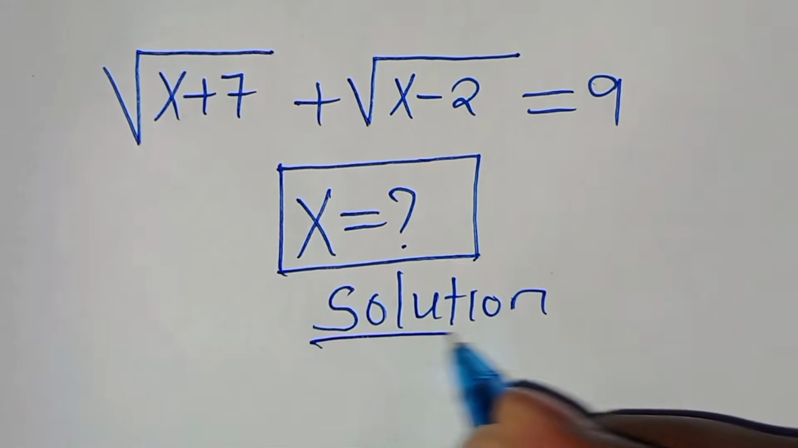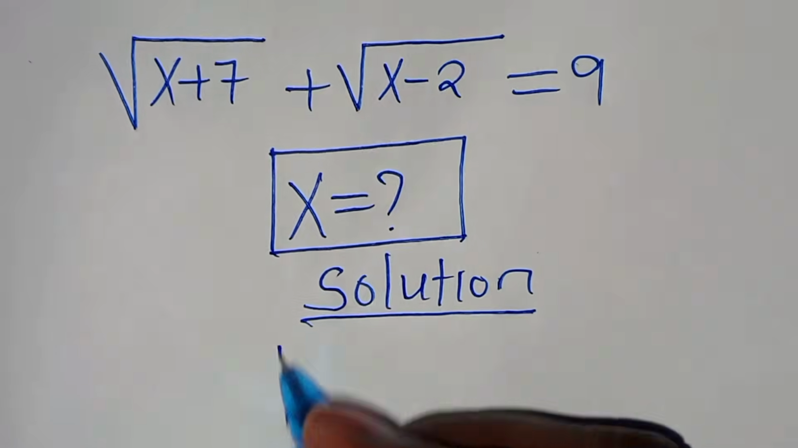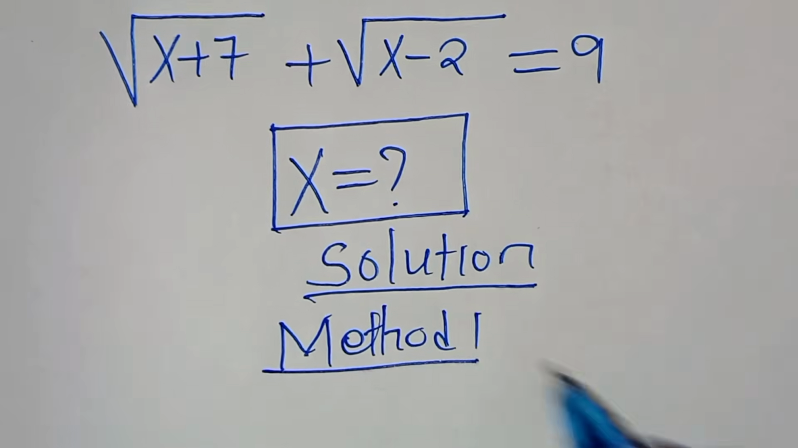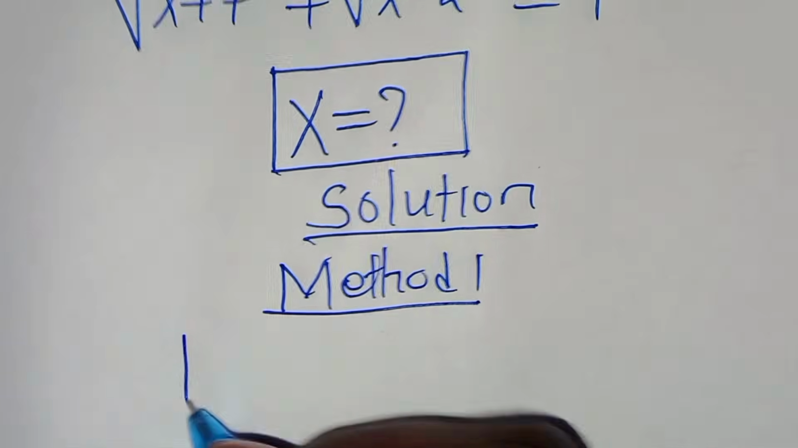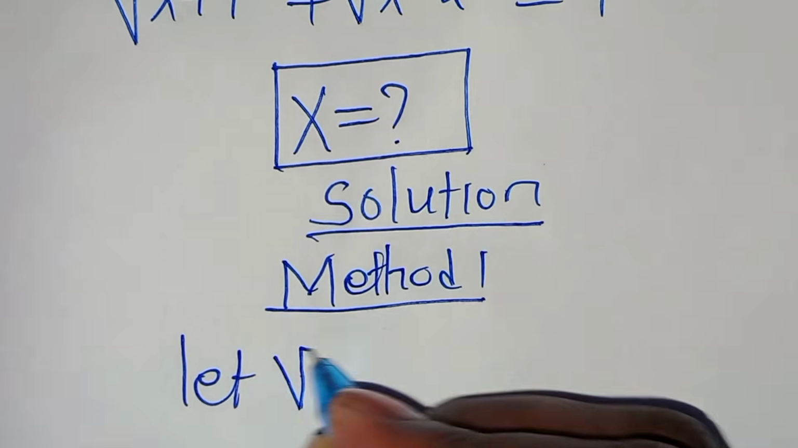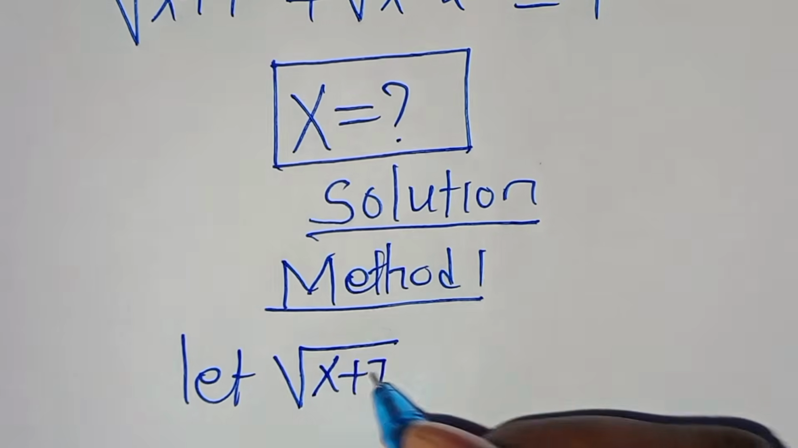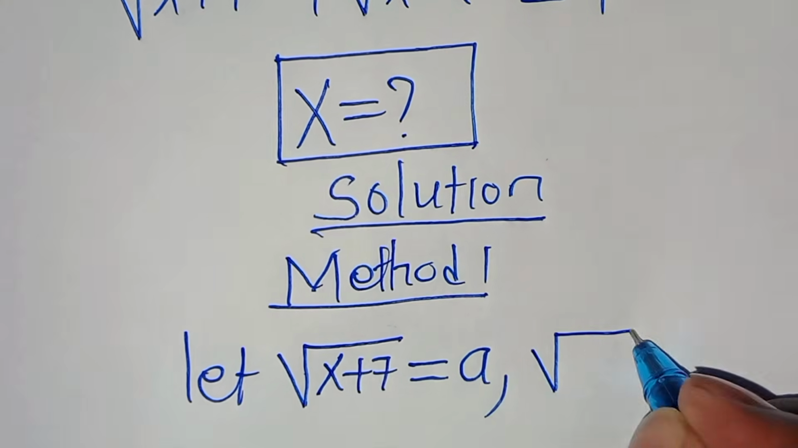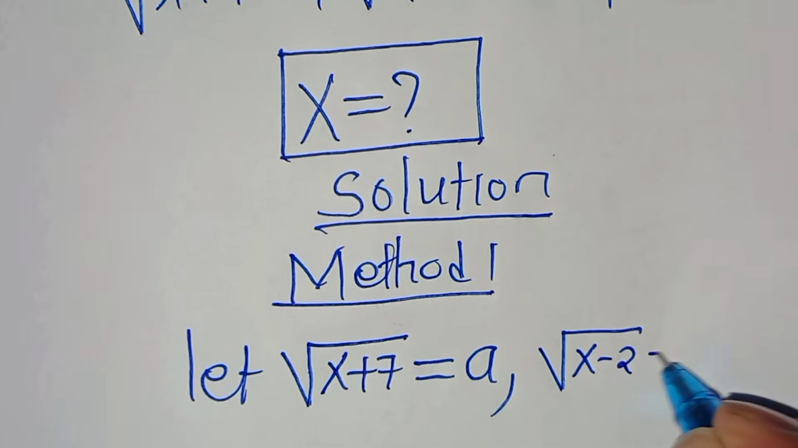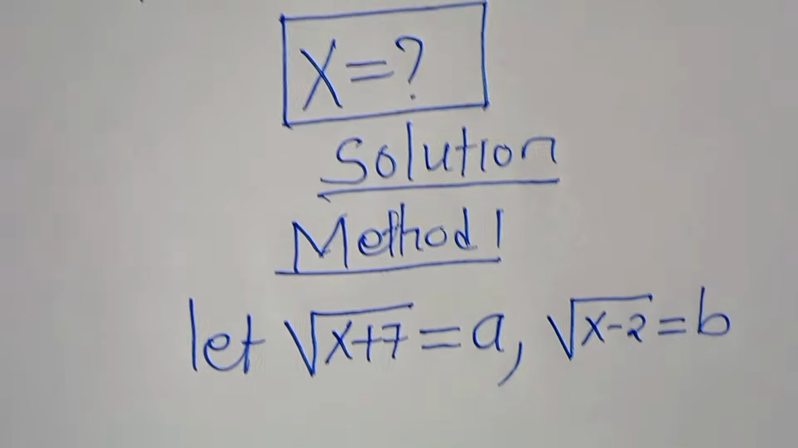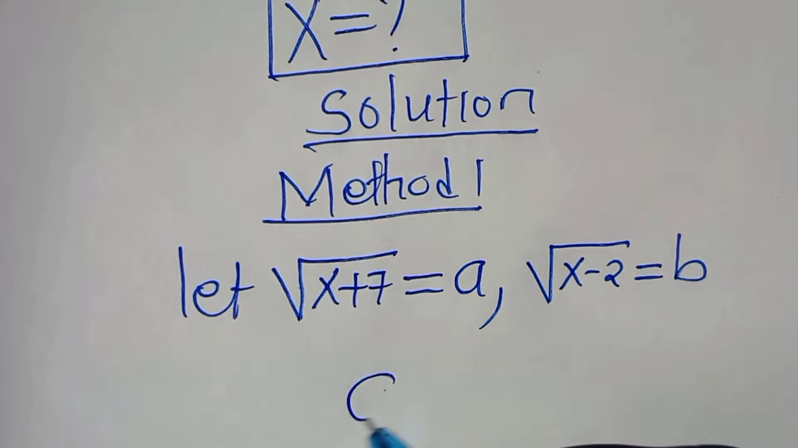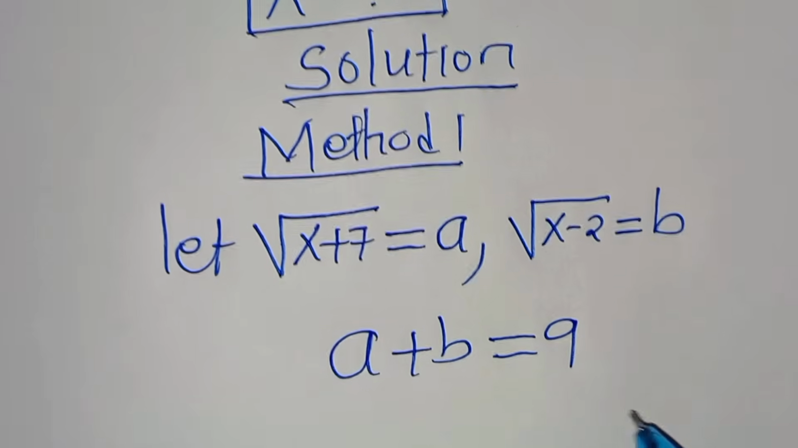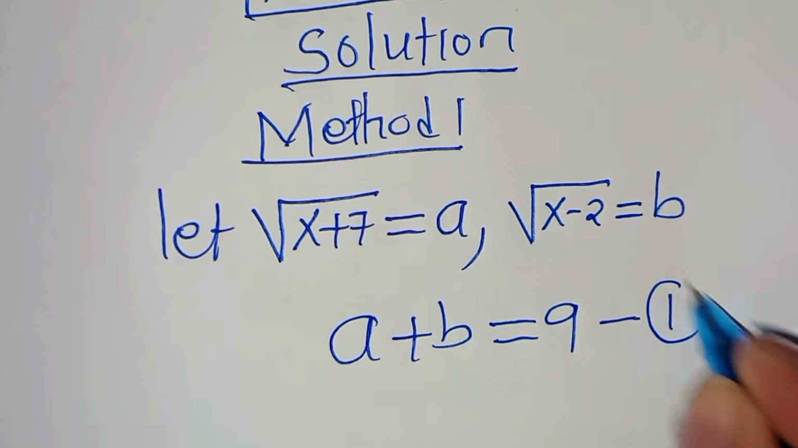Now we are going to solve this math problem by applying two methods. Let's start with method 1. We can let the square root of x plus 7 be equal to a, and the square root of x minus 2 be equal to b. So we have that a plus b is equal to 9. This is the first equation that we have.